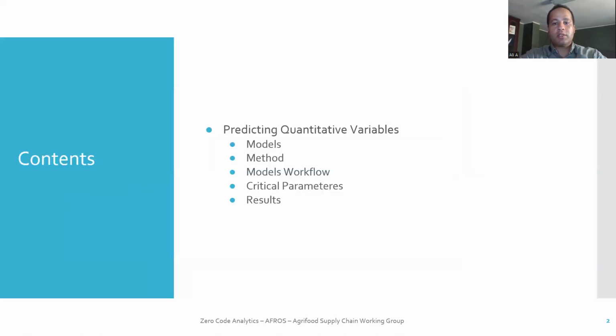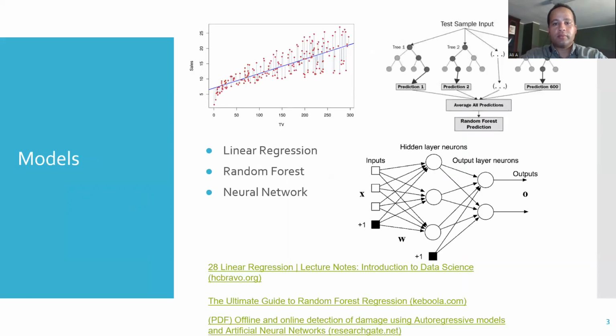In this session, we discuss predictive models for quantitative variables. First, we will discuss the few models used. Second, we will discuss the methods used. Third, we will see the workflow created in Orange. And finally, we will see and discuss model parameters and see the final results. We will use linear regression, random forest, and neural network prediction models. Images taken here from these references will be explained in the following slides.